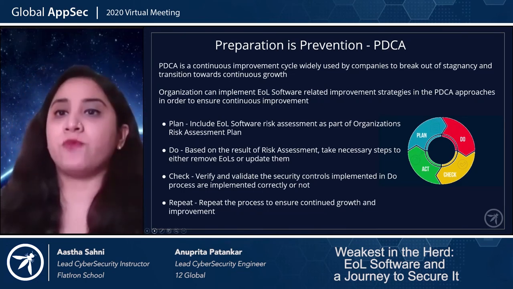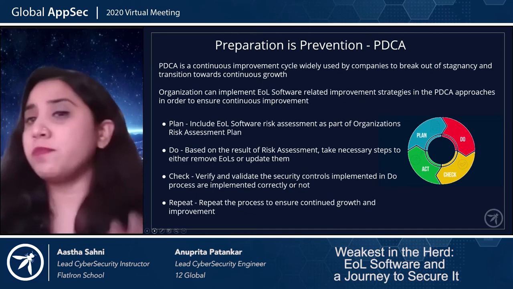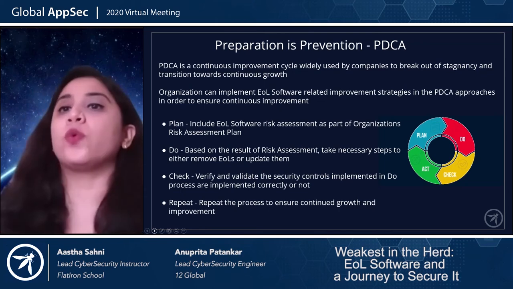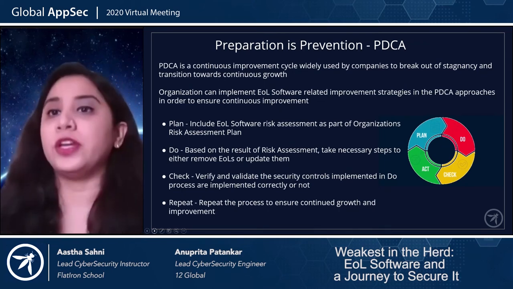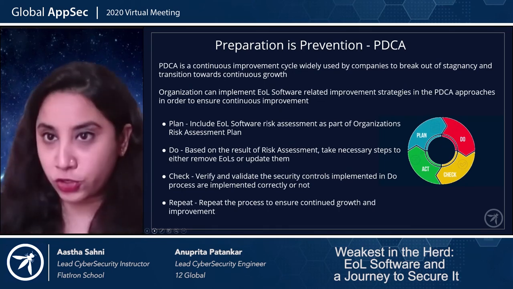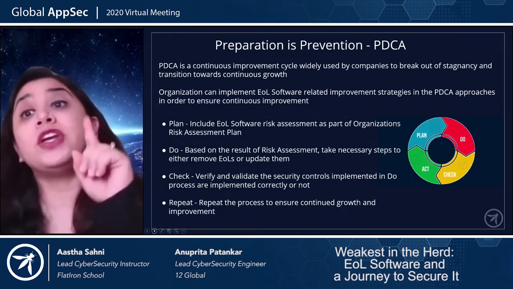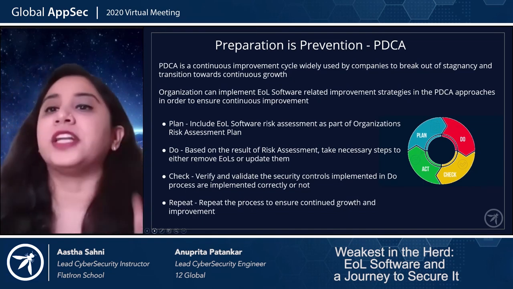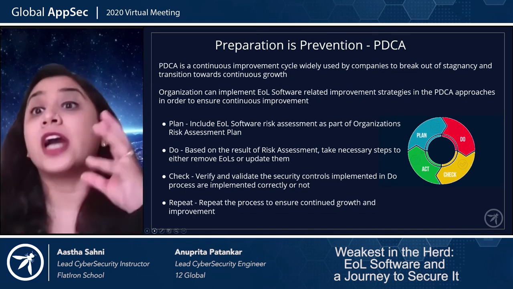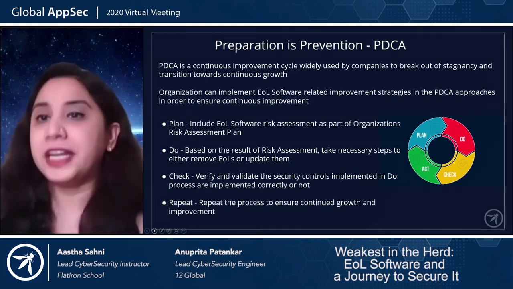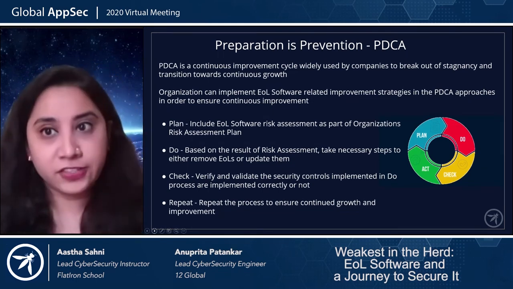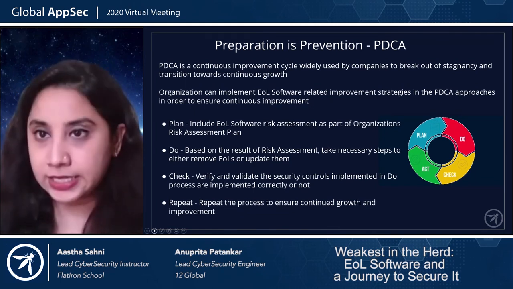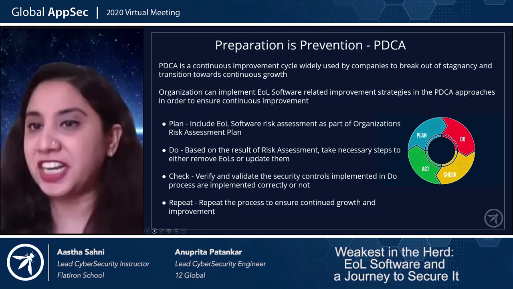Of course, when I say we have to implement some prevention and mitigation strategy, we know that in future, when new kinds of EOL softwares come, we will have to include more prevention and mitigation strategies. So when we know we have to improve from time to time, why not implement these mitigation and prevention strategies with the continual learning program? So for example, how can we implement PDCA in mitigation and prevention strategies of EOL software? The P in PDCA is the plan.